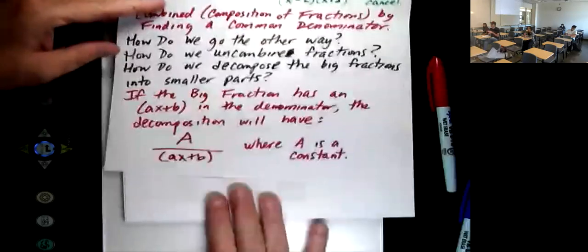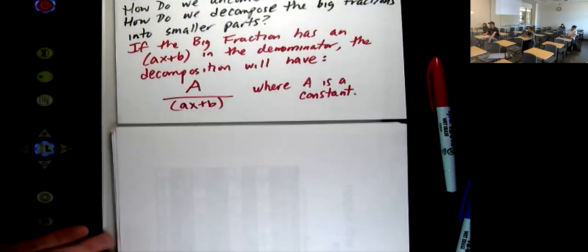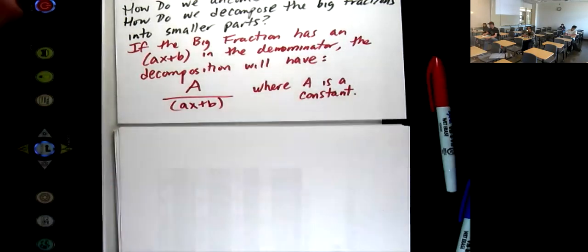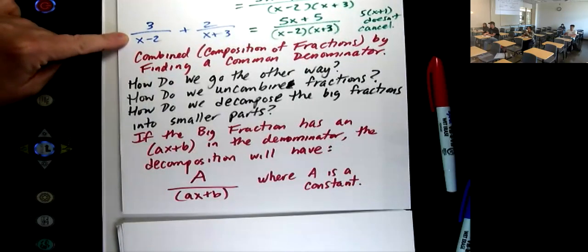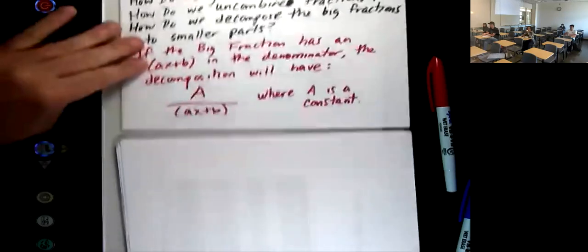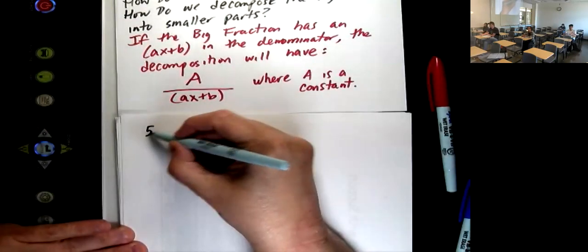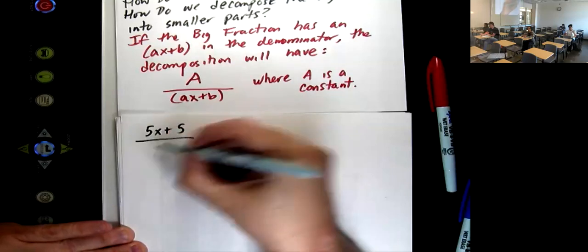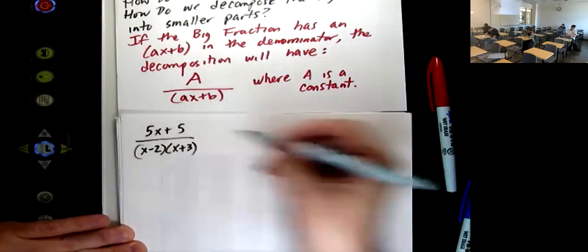Let's see how that works right here. Let's say, what is Mr. Jones talking about here? So I'm going to pretend I don't know that this ends up with a 3 on top and a 2 on top. Let's find out how we get that. I'm going to start with 5x plus 5 over x minus 2 times x plus 3. And I'm going to find it now.